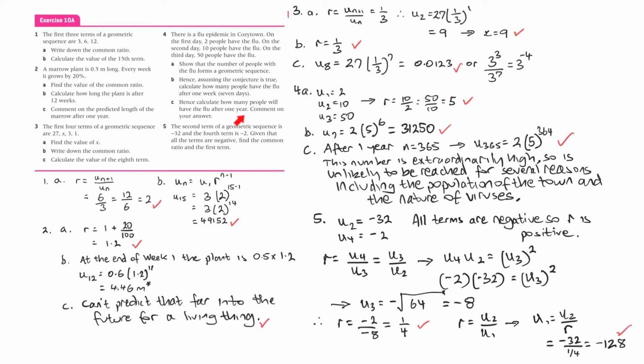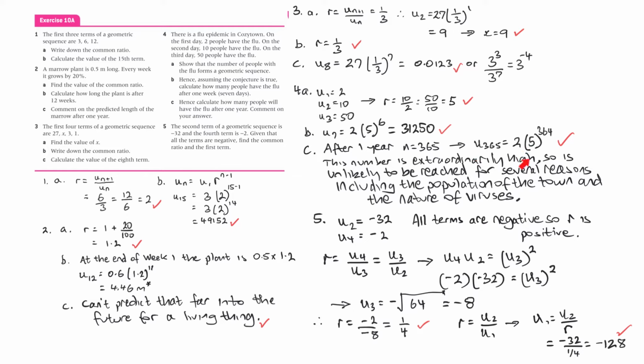C, hence calculate how many people will have the flu after 1 year. Comment on your answer. Well, again, the book says something like this. After 1 year, n equals 365, and U365 is 2, which is the first term, times the ratio to the power of 365 minus 1, which is 364. Okay, now that's a pretty big number.